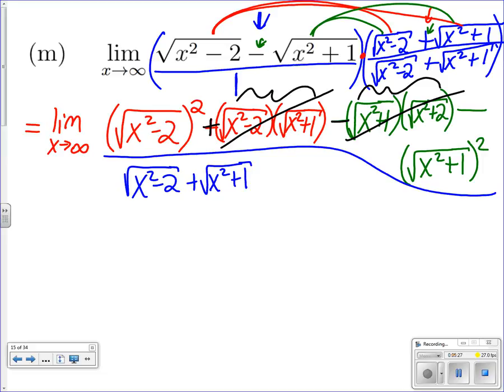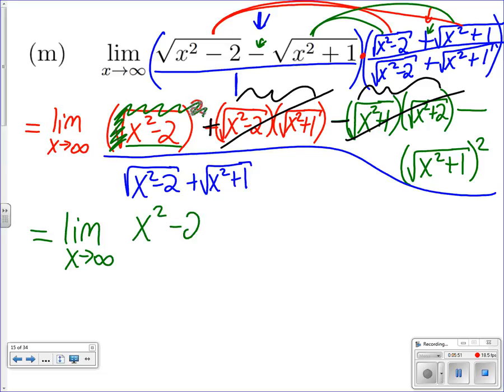Now we still have the limit as x approaches infinity of, because on top of this, the square root of x squared minus 2 being raised to that second power, that square root and that squared are kind of inverses of one another, and as a result, they just end up canceling out with one another. And so then you're just left with what was underneath, that x squared minus 2.